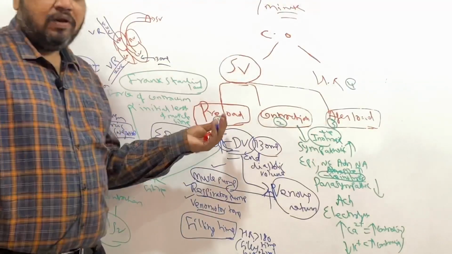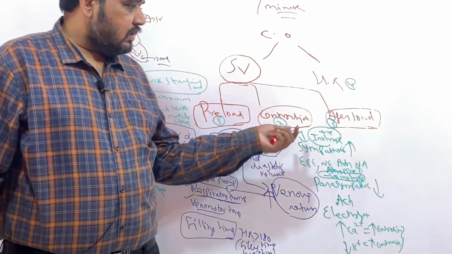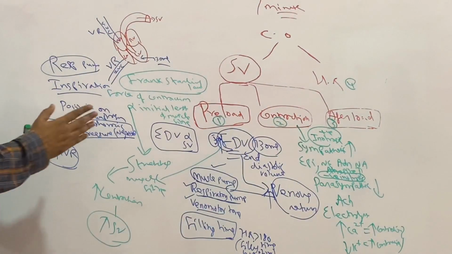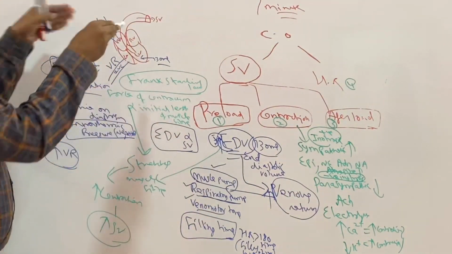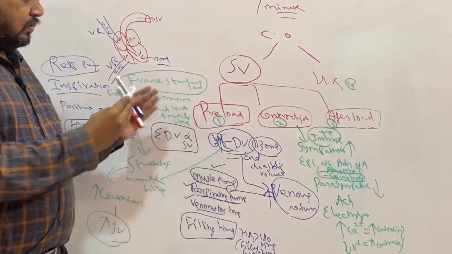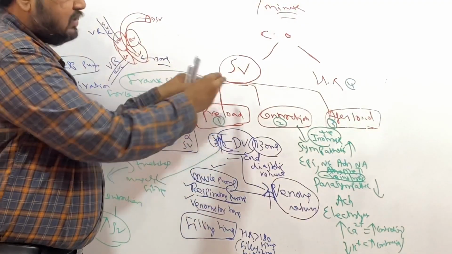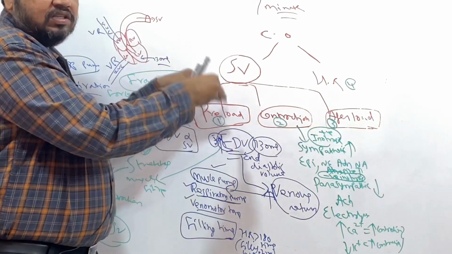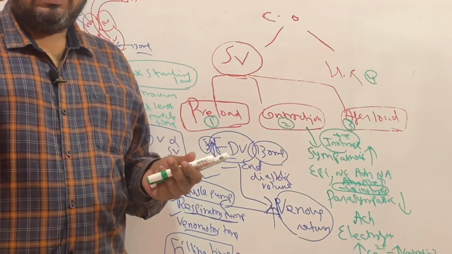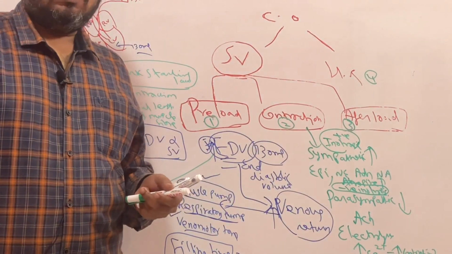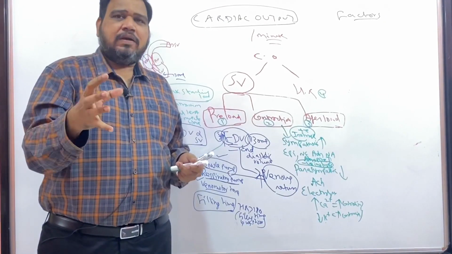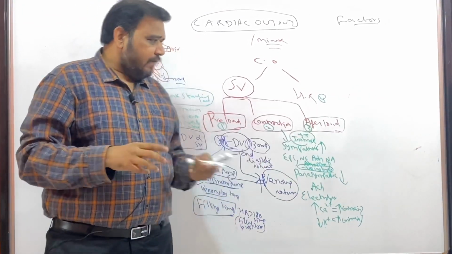So we have discussed preload, we have discussed contraction. Now we will go to afterload. So just listen. Whatever is coming to the heart is preload, which depends on end diastolic volume. When preload is increased, when input is increased, output is going to be increased, which is stroke volume. When the ventricles are contracting well, more blood is coming out of the heart, which is stroke volume. When the ventricles are not contracting properly, less blood will come out. Now the third factor is afterload.